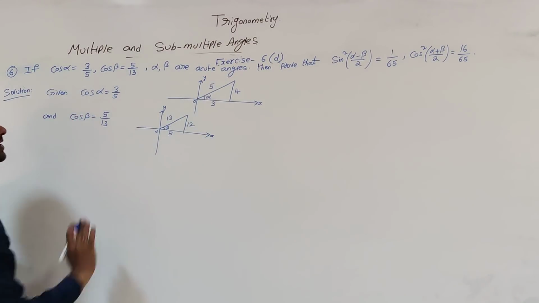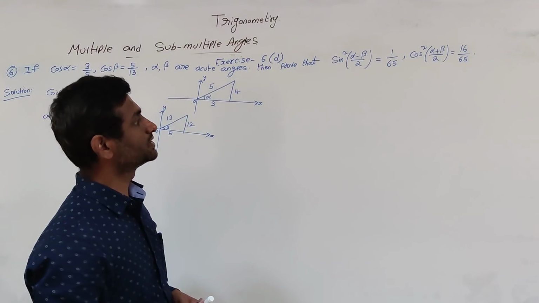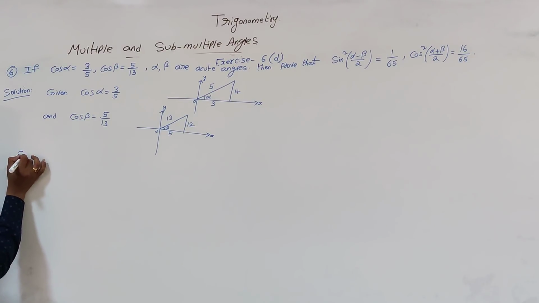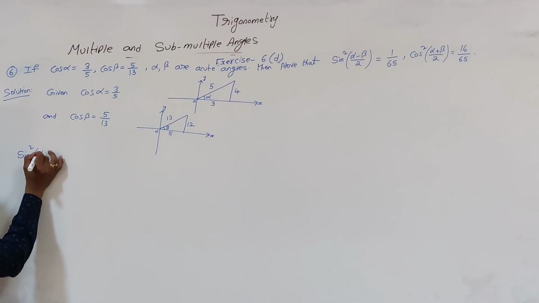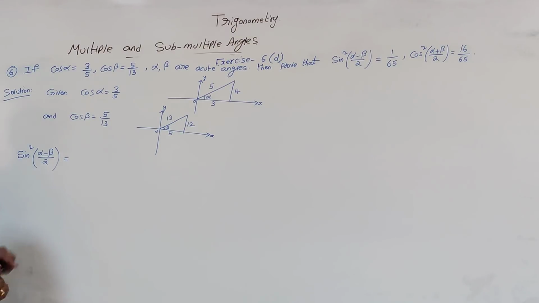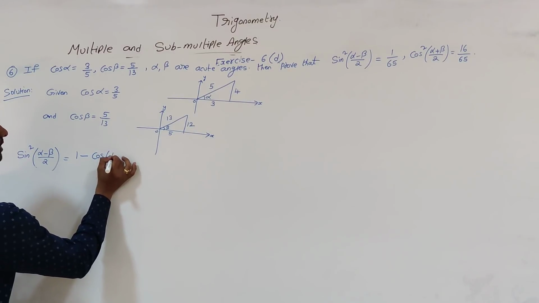So from this data we have to find out what is sine square of (alpha minus beta) by 2, and it is half of the alpha minus beta, and cos square of (alpha plus beta) by 2, which is 16 by 65. Now sine square of (alpha minus beta) by 2: if you consider alpha minus beta as theta, now it will be sine square of theta by 2. What is sine square of theta by 2? It is 1 minus cos theta by 2.